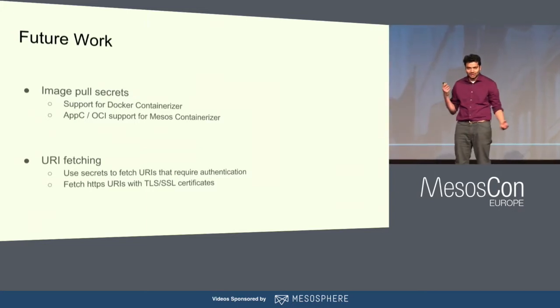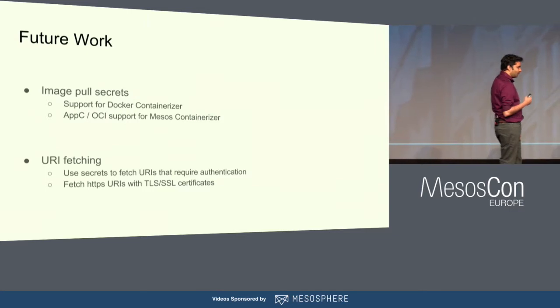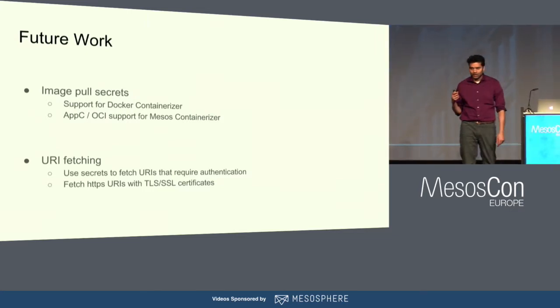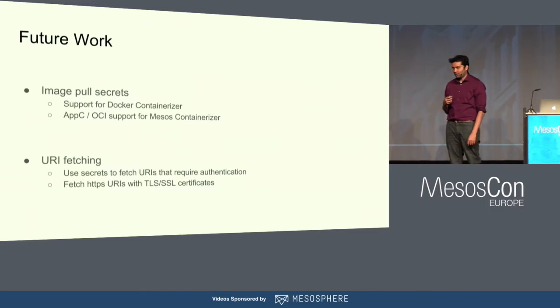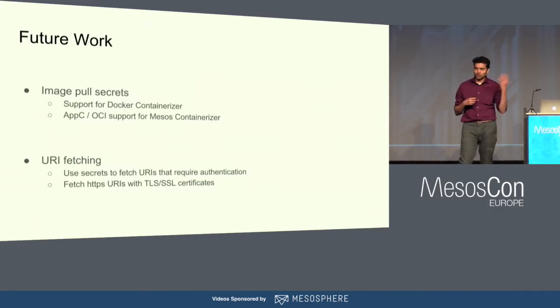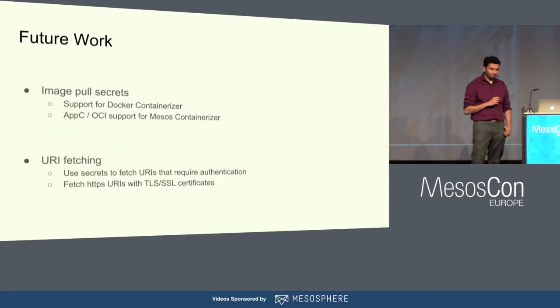and we would like to add it for the Docker containerizer if people really, really want it. More importantly, I think we want to add this support for AppC and OCI images that we are going to support in the UCR, the Mesos containerizer, going forward. So with these new image formats, we will pretty easily support image pull secrets.